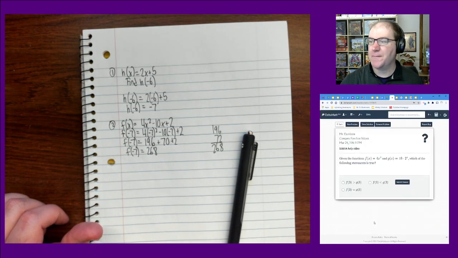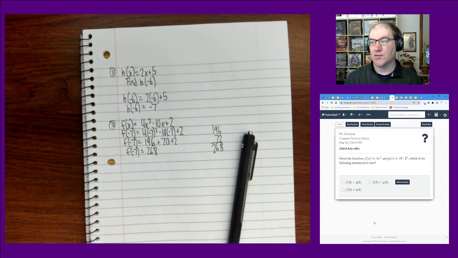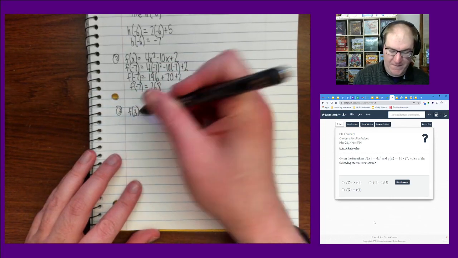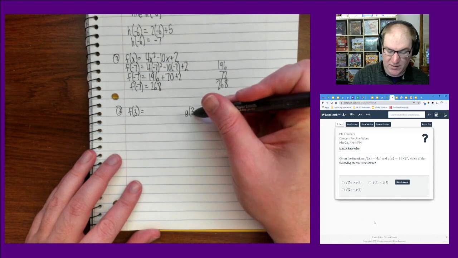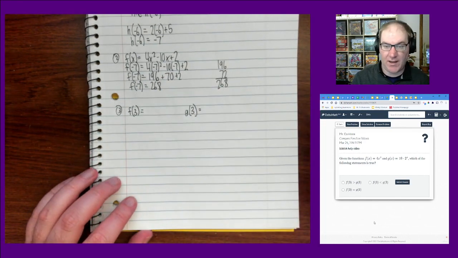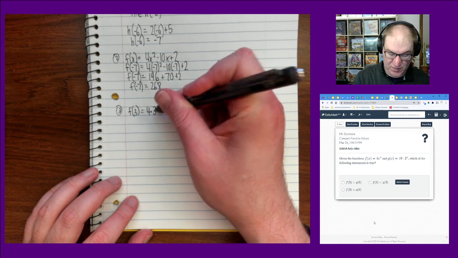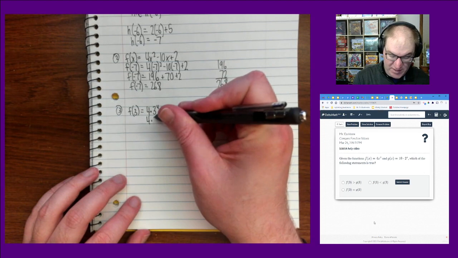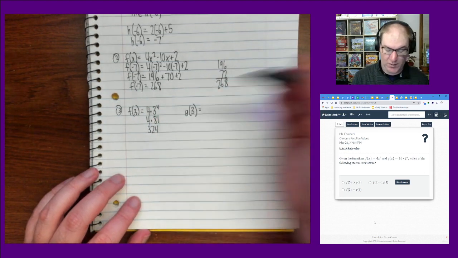All right, question 3. Given the functions f of x equals 4x to the fourth power and g of x equals 10 times 2 raised to the x power, which of the following statements is true? So it looks like in all the choices they want us to input 3 into both of these functions. They want us to input 3 into the f function and 3 into the g function. So let's put it into the f function. So 4 times 3 to the fourth. 3 to the fourth is 81. And 81 times 4 is 324.